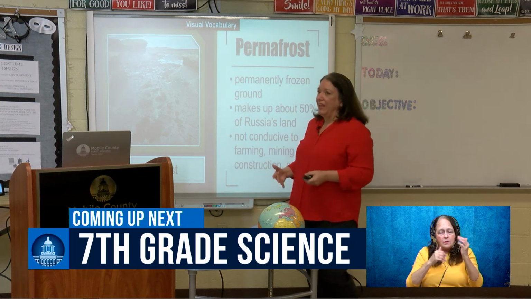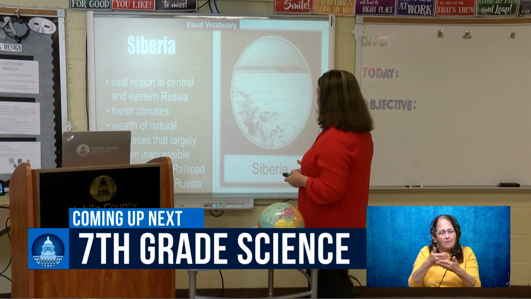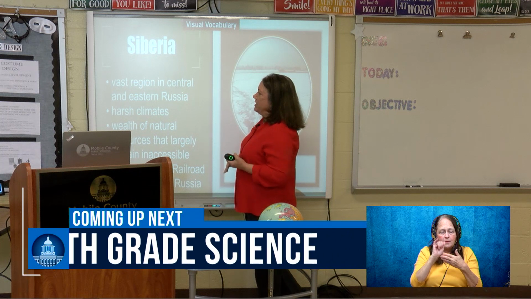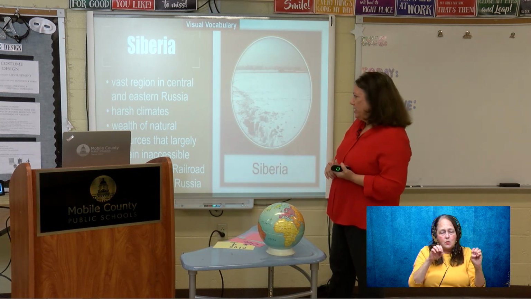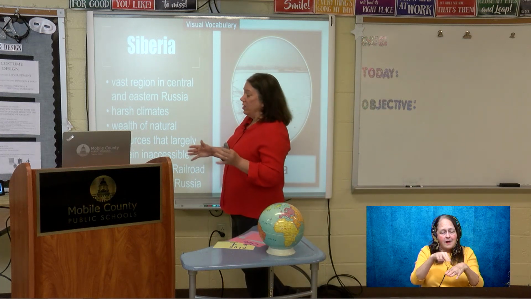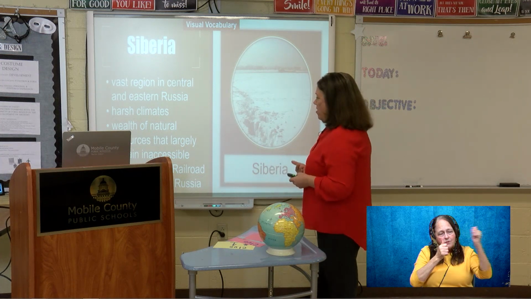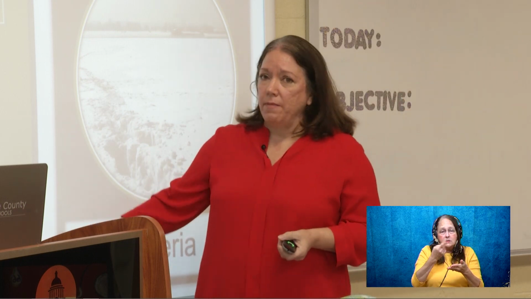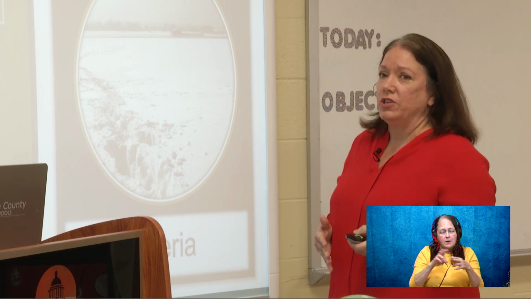So some of that land basically is not used for anything. We also have Siberia, which I mentioned. This is that vast region in central and eastern Russia with harsh climates, remote locations. However, they do have a wealth of natural resources that largely remain inaccessible because of how far out they are and how hard it is to get to them. I will mention, though, that the Trans-Siberian Railroad helped connect Russia across the large expanse.